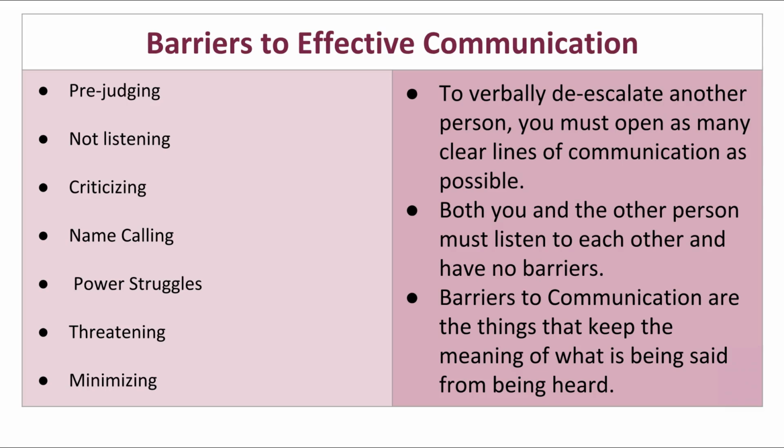Here we have some barriers of effective communication, and these are things that are going to get in the way of being able to resolve conflict and move forward. Things like prejudging, not listening, criticizing, name-calling, having power struggles, making threats or minimizing others all get in the way of resolving that conflict. Remember, to de-escalate, you need to open as many lines of communication as possible and listen to each other. Barriers of communication are things that are going to get in the way and take away from the meaning of what's being said from being heard.